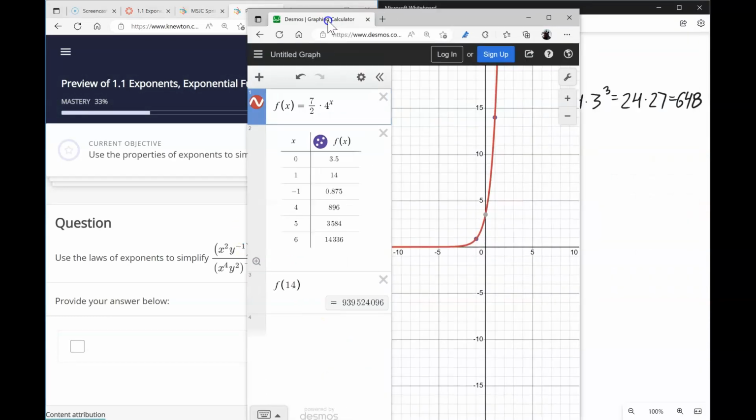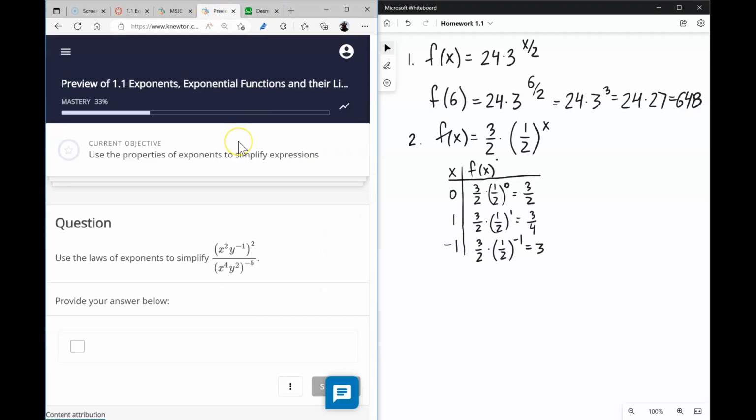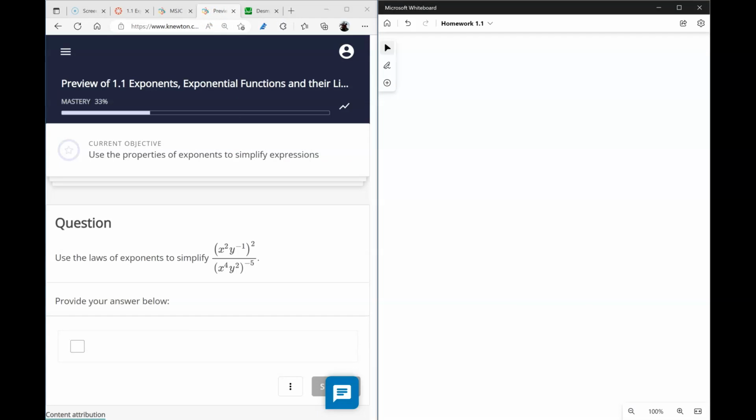Now the next problem is actually taking us back to pre-algebra, where we learned how to simplify expressions. To simplify an exponential expression means to get rid of all the parentheses, to make sure that there are no negative powers, and to make sure that each base appears exactly once.